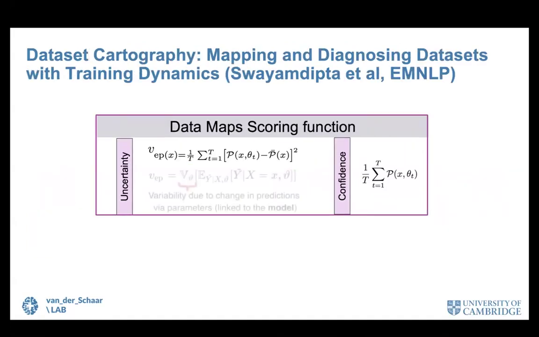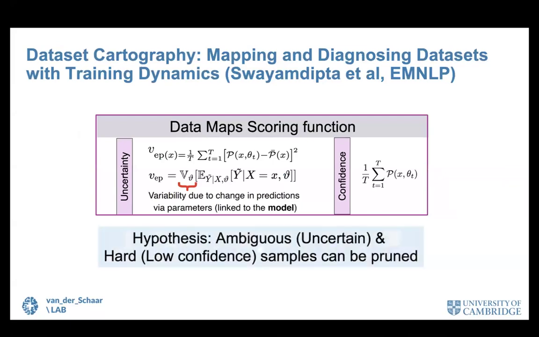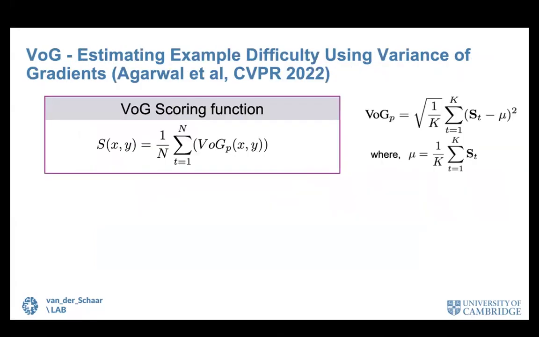Dataset cartography from the natural language processing literature, from EMNLP, took something similar, and they did it on epistemic uncertainty. So it was just a little change on the method there.